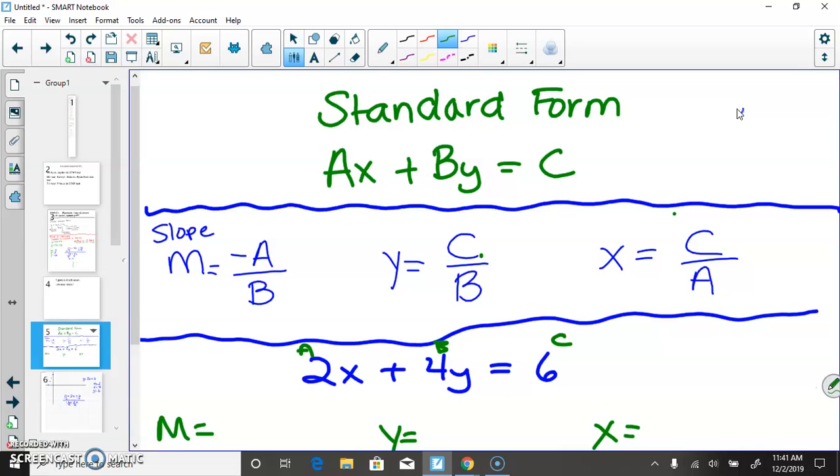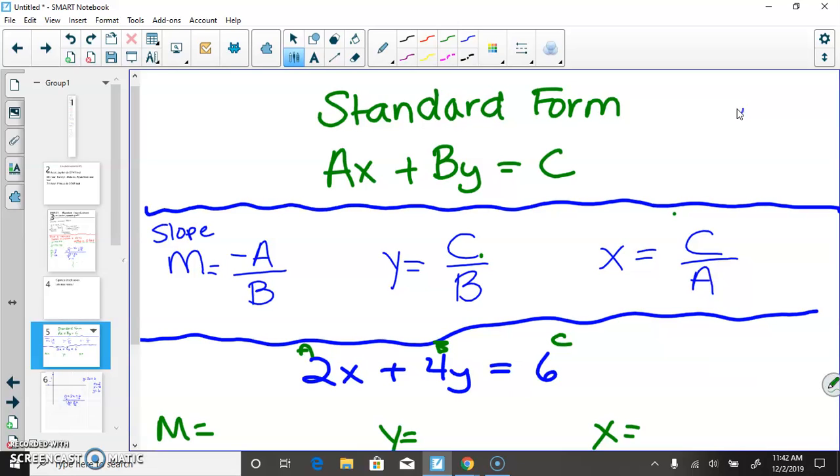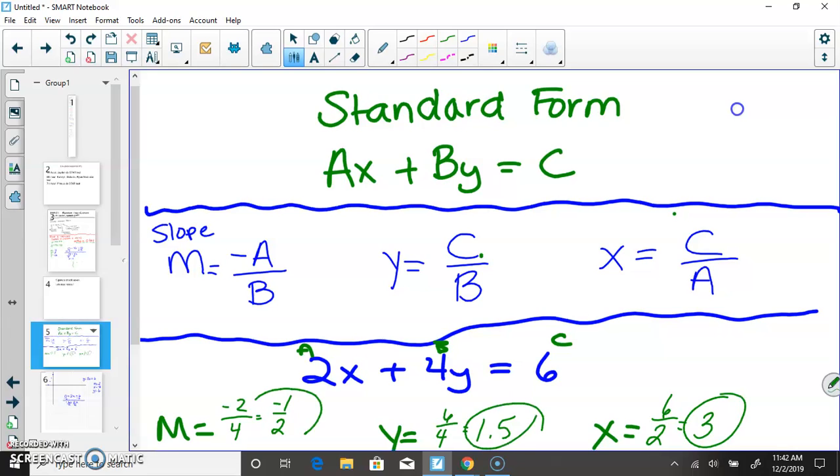So how do I find m? -a divided by b. So what's my a? 2. -2 divided by what's b? So can I just put that in simplest form? -1/2 or just -0.5. How do I find y? So c is 6 divided by b is 4. 6 divided by 4? 1.5. And x is c divided by a. So 6 divided by 2, which is 3. So these would be your 3 answers.